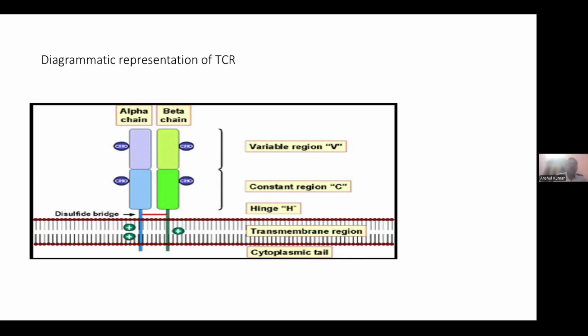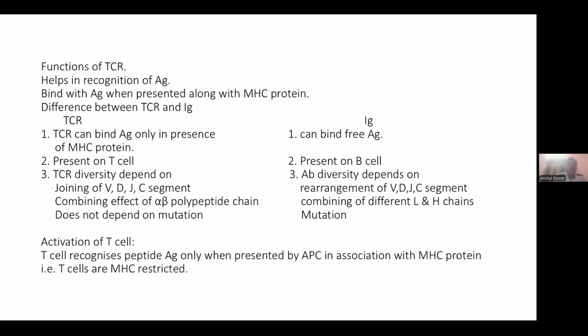This is an ideal figure image of a T cell receptor, which is coded by the variable and constant regions. This is the transmembrane region where the stem is attached through the disulfide bridge, and inside it there is a cytoplasmic tail. Now, what are some of the important functions of T cell receptors?